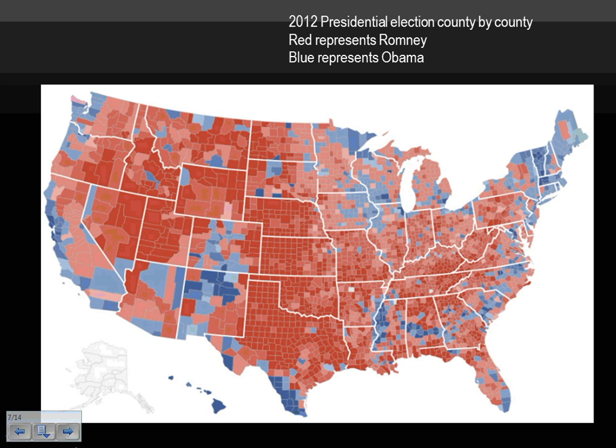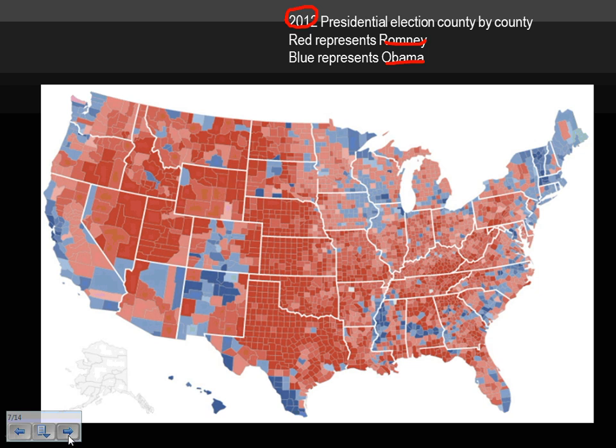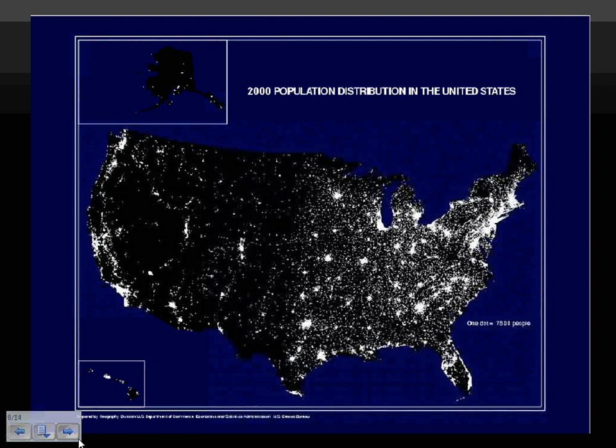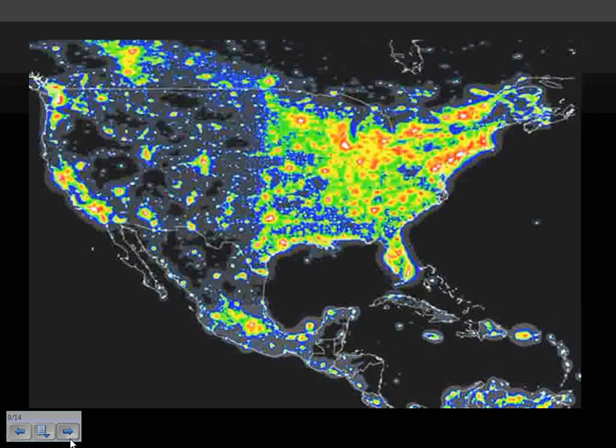This is actually a preliminary map of the results in 2012, between Romney and Obama. Somewhat similar, predictably, when you go back, especially in the larger metropolitan areas. All right, now this is a satellite photograph from NASA at night. This demonstrates population and the demographics of populations within the United States. Kind of a similar photograph from space.